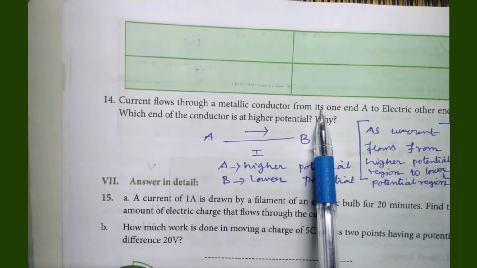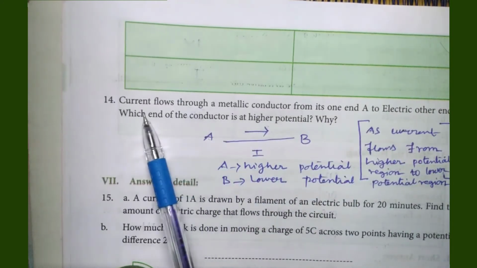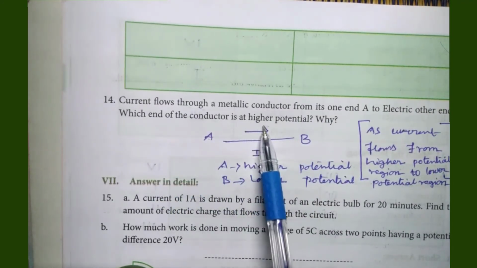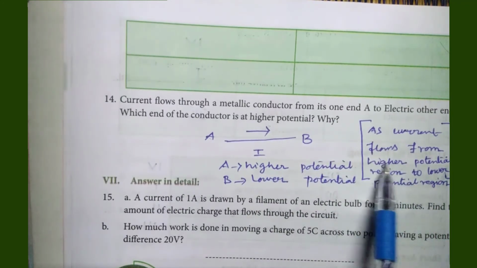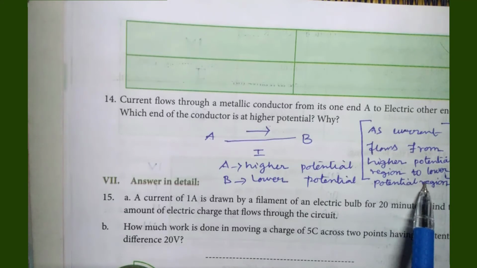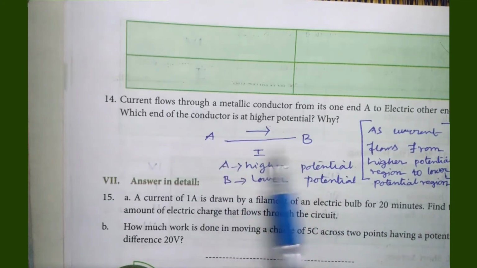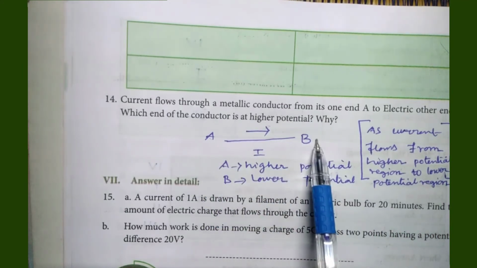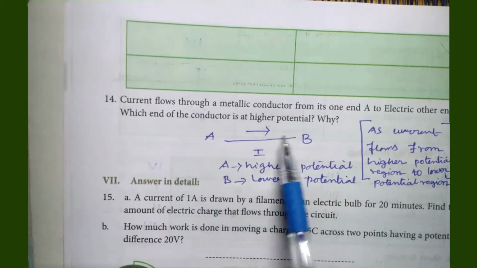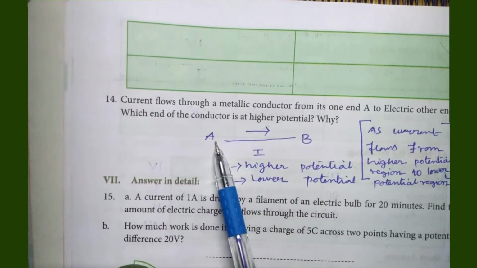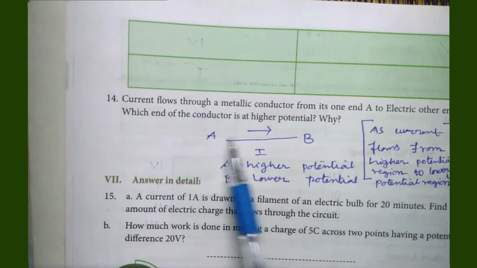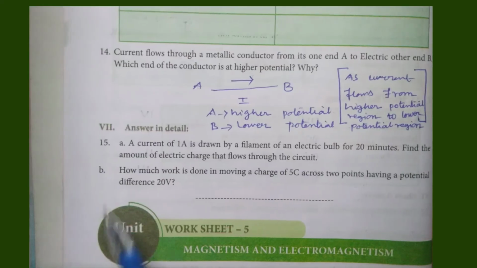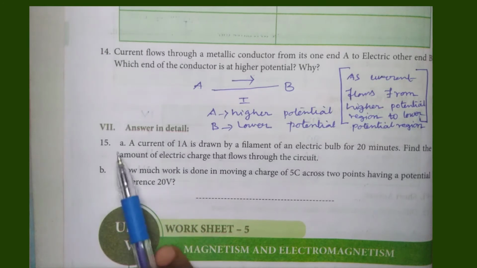Current flows through a metallic conductor from one end A to another end B. Which end of the conductor is at higher potential? We know the current flows from the higher potential to the region of the lower potential. If you draw the diagram like this, this is the point A and this is the point B. Then if you want the current to flow from A to B, then A must be at higher potential and B must be at lower potential.